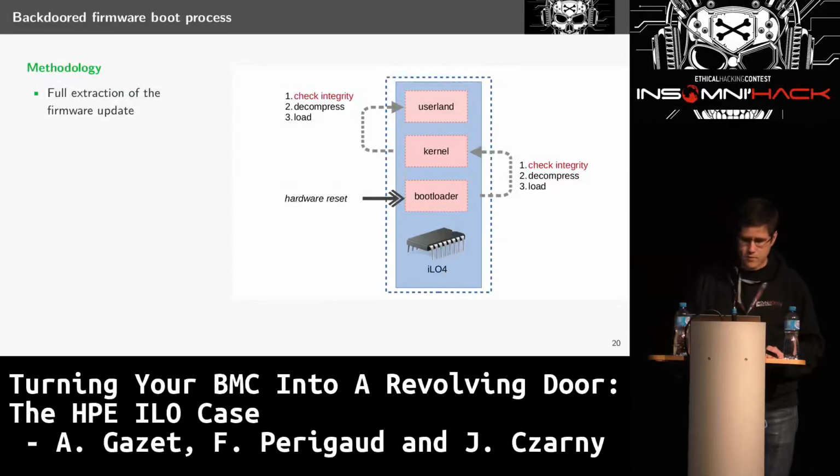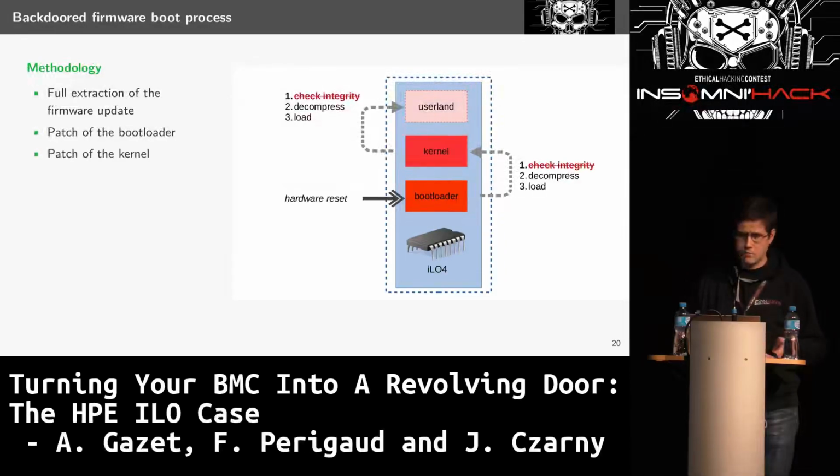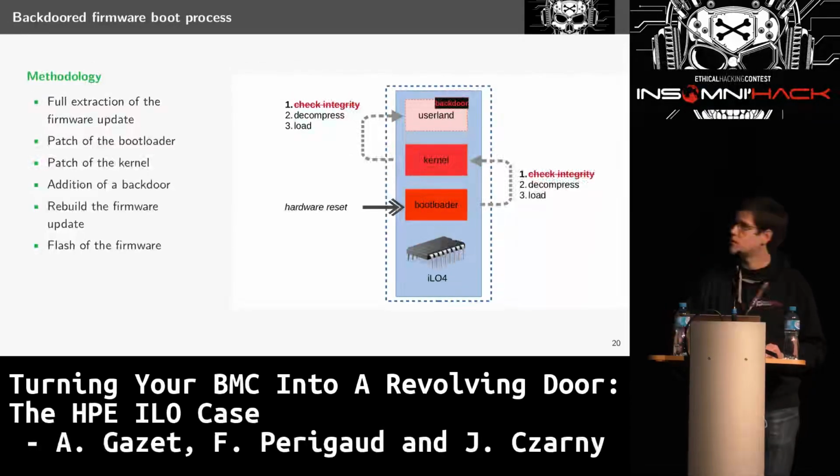So this is a problem, because we can take a normal firmware and extract all the parts of the firmware. We can patch the bootloader to remove the integrity check of the kernel. We can then patch the kernel to remove the integrity check of the userland. And then you can simply inject a backdoor in the userland, repack all the firmware, flash it using our vulnerability, and then we have a backdoor in the iLO.